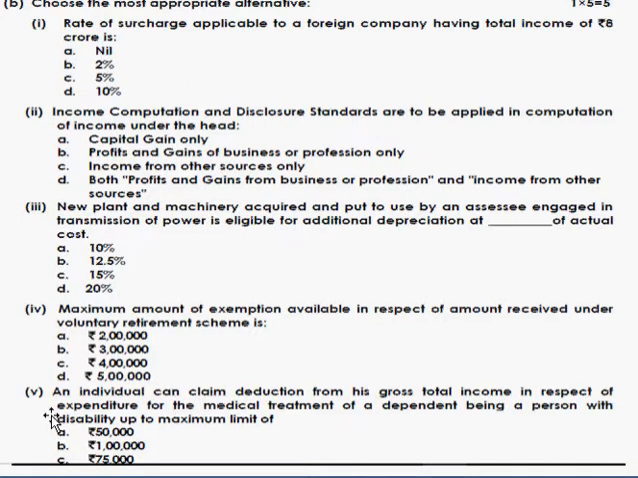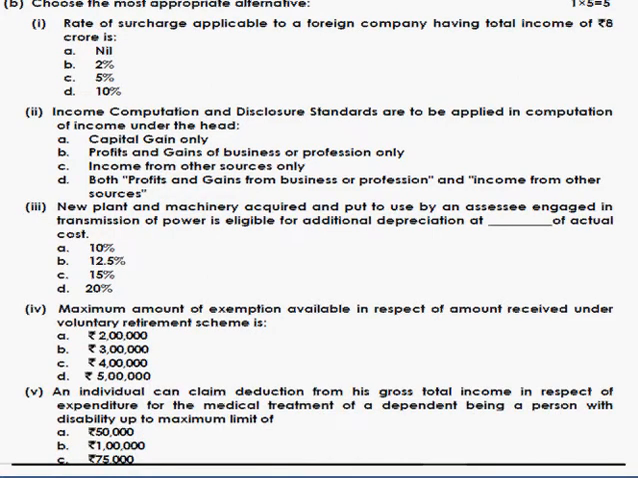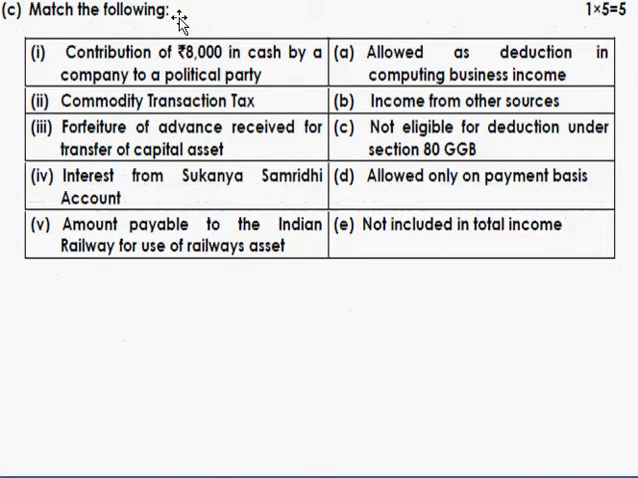An individual can claim a deduction from his gross total income in respect of expenditure on medical treatment of a dependent being a person with disability, up to the maximum limit. Look, for a dependent with disability, the maximum claim will be 75,000 rupees. That will be the answer. These two are very easy questions, so we have covered them quickly. And next is match the following.